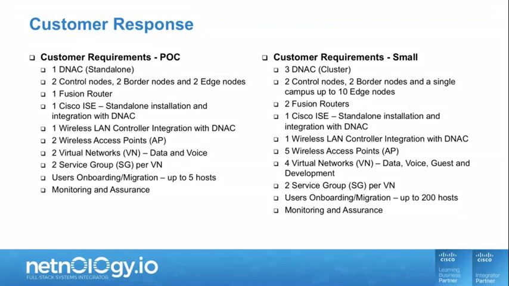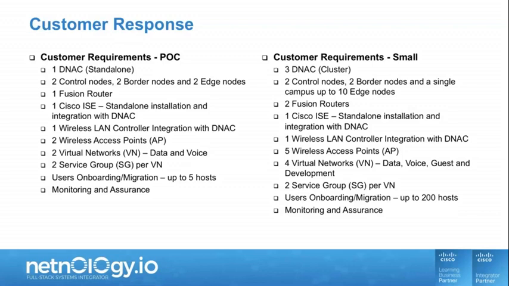Depending on what the customer is looking for, you would have to adjust your bill of material. So what we are sharing on the screen is just 2 examples, as I said. It can vary depending on the customer requirement. We are, for instance, only showing 2 virtual networks. We can have more virtual networks.